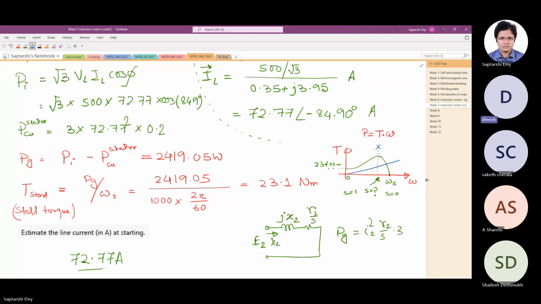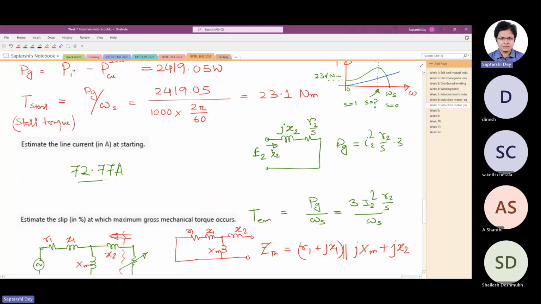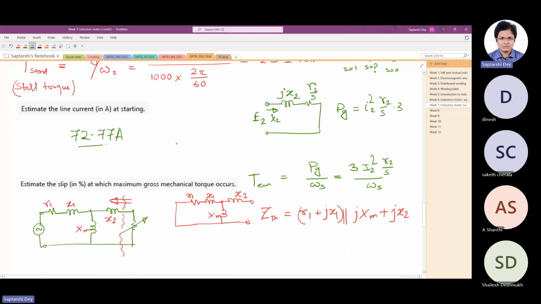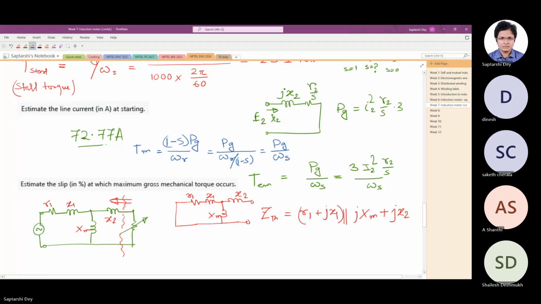My query is that it is asking gross mechanical torque. That is 1 minus S times PG, which is the gross mechanical power, divided by WR. This is the gross mechanical torque. Yes. Now WR by 1 minus S is W S, the synchronous speed.